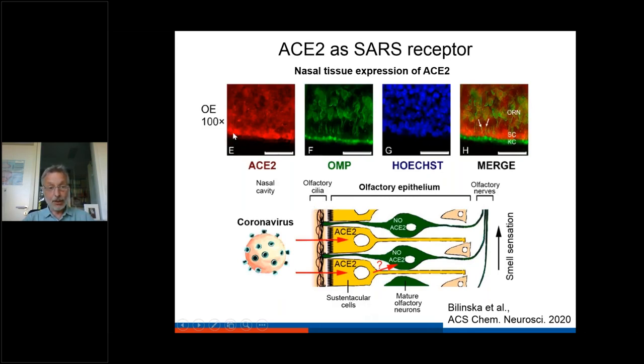And this is the expression by an antibody here in these cells. Here's a schematic. And this is probably the cell which is important for smelling and to have olfactory sensation. And as you may know, one of the main side effects of coronavirus infection is loss of this, at least for some time.